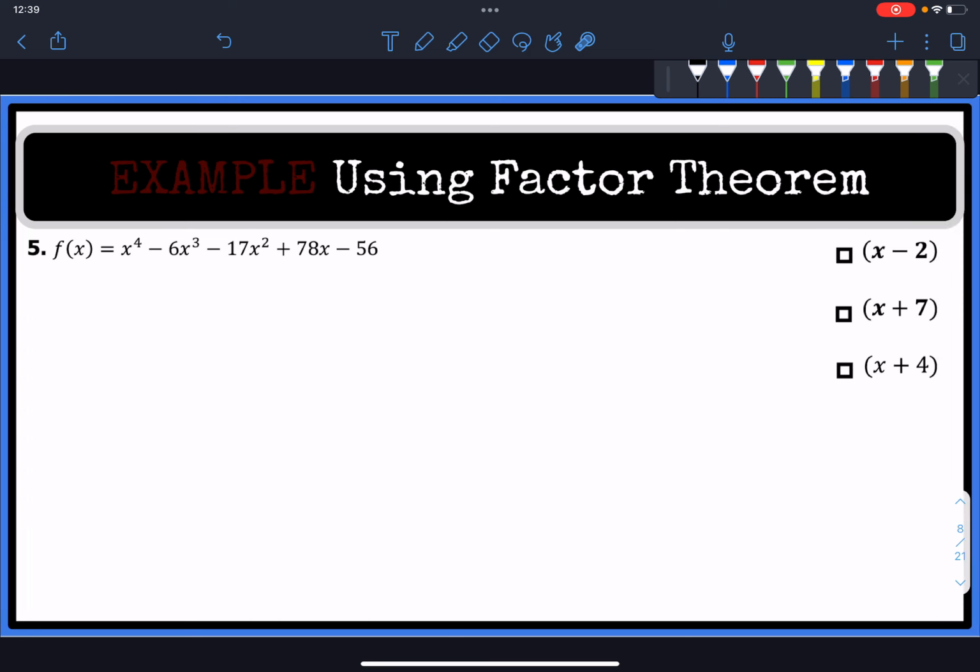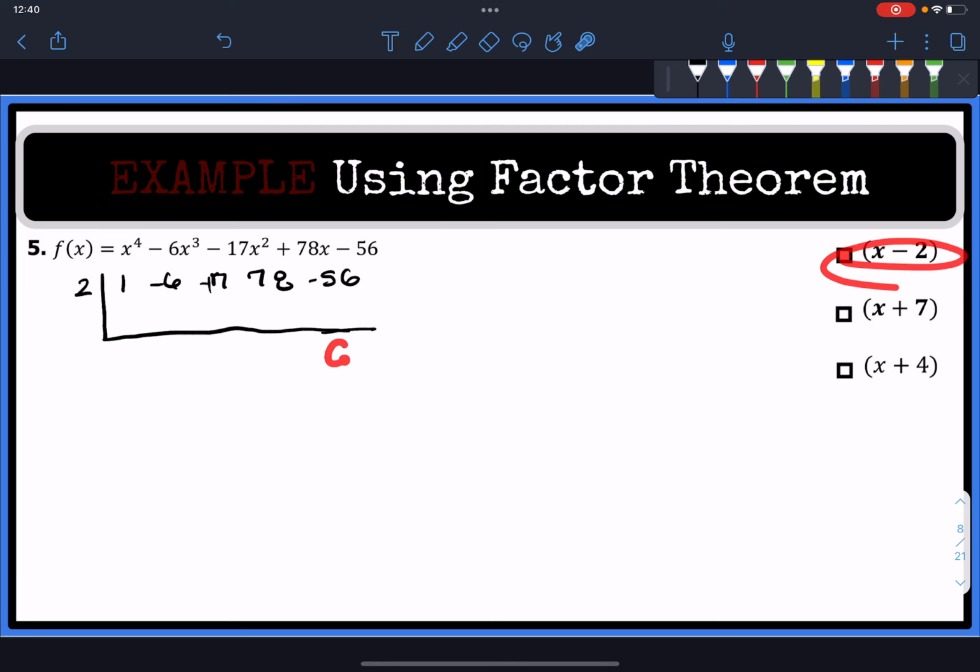So in this example here, in order to determine which of these three is a factor of this polynomial, we can use synthetic substitution again, instead of using long division. I know that when I divide by x minus 2 using synthetic substitution, that would be a positive 2 on the outside, then 1, negative 6, negative 17, positive 78, and negative 56. If this is going to be a factor, then I should end up with a 0 at the very end. So let's check it out.